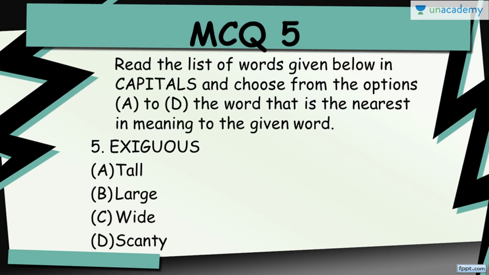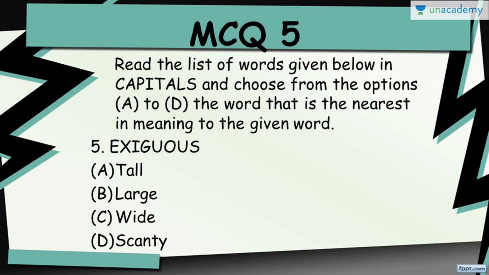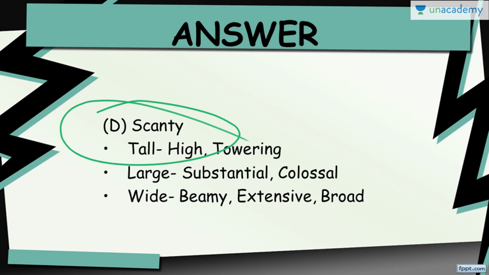Then comes the fifth MCQ, the last MCQ. Read the list of words given below in capitals and choose from the options A to D which word is nearest to the meaning of the given word. So in short, you have to find the meaning of this word which is given in capitals. The word is exiguous. Options are A, tall, B, large, C, wide, and D, scanty. So the answer is scanty. So we now know that exiguous stands for scanty.